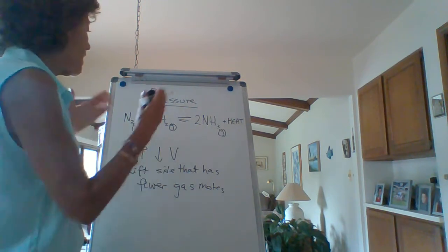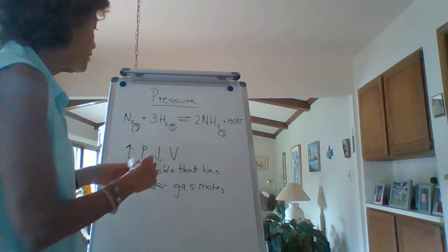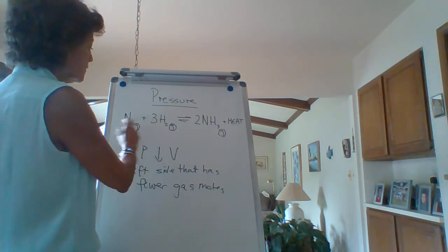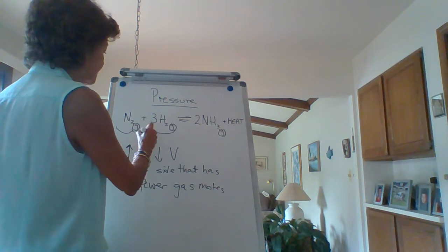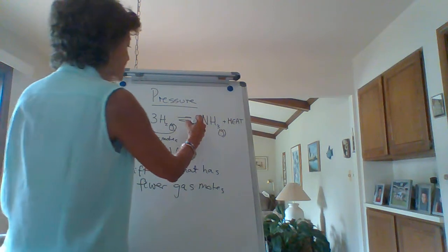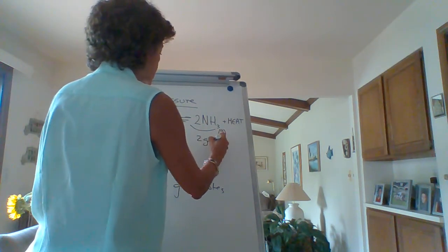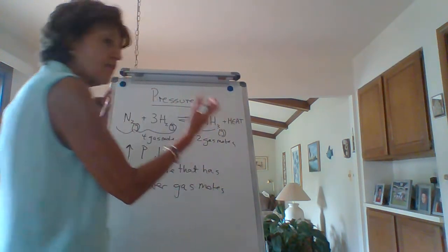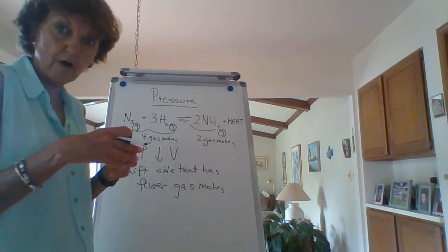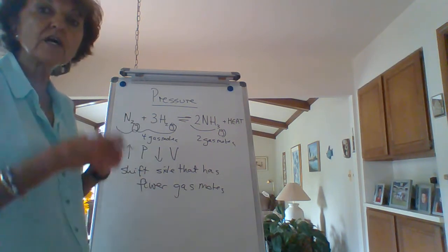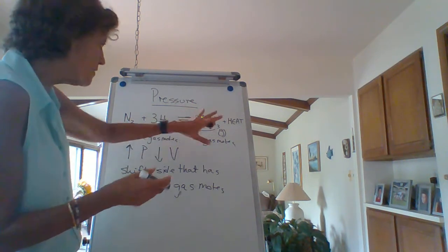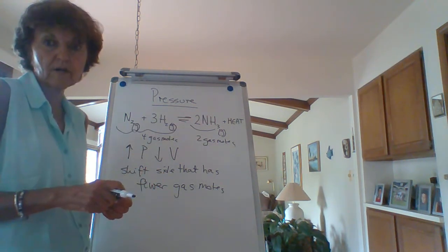So, how do we know how many gas moles there are? You look at the coefficients. This is 1 and this is 3. So this side has 4 gas moles. 1 plus 3. This side has 2 gas moles. So in this scenario, if you're running it at high pressure, meaning low volume, you shift to the side that has fewer gas moles, which is 2 is less than 4. So in this situation, it's going to shift to the right. Okay?